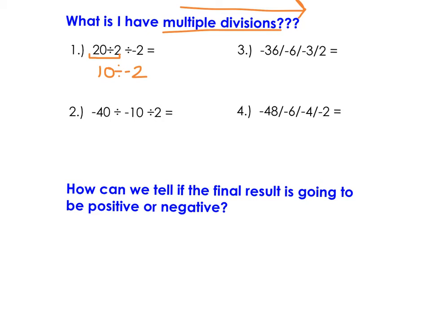So then we take that 10 and we divide it by negative 2. Because it's a positive divided by a negative, our answer will be negative. And 10 divided into 2 groups gives me 5 items per group.